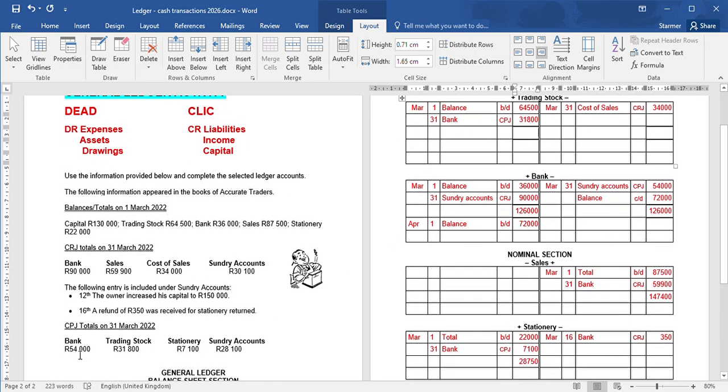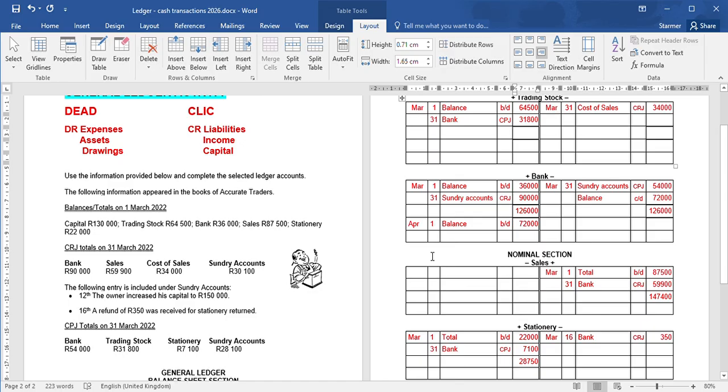And then lastly, our bank total in our CPJ. If you pay money, this bank balance is going to decrease because you're spending some of your money. So on the minus side, 54,000. And once again, because we're paying for a whole lot of different things, we don't write them individually. We summarize by writing sundry accounts.